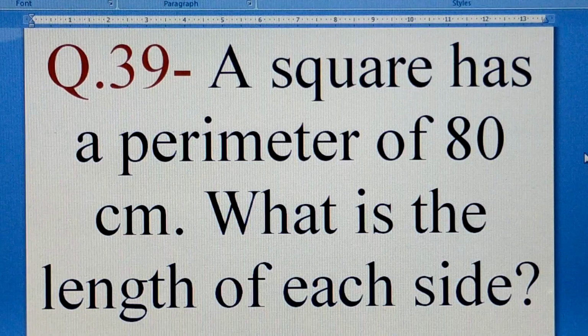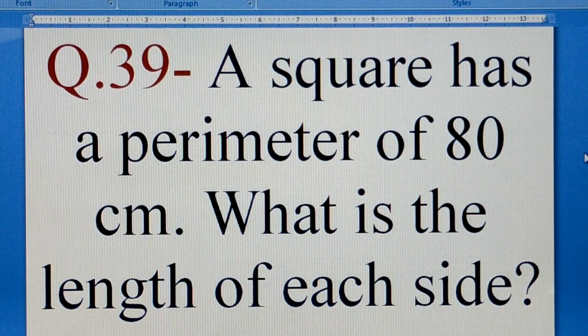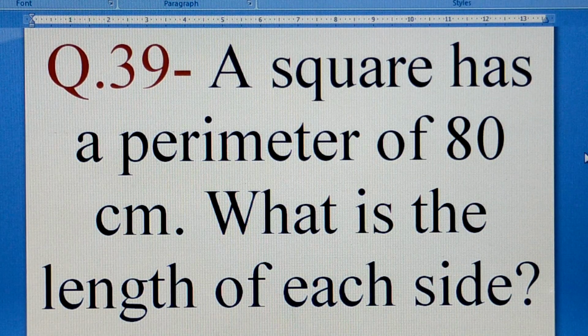Now a square has a perimeter of 80 centimeter. What is the length of each side? A square has 4 sides, and you know all the 4 sides are equal. The perimeter is the sum of the length of all the arms. Perimeter of a square, or perimeter of any figure, is the sum of the length of all the arms. That is called perimeter. And you know a square has 4 arms and all the 4 arms are equal. Then you have to find out the length of one arm, one side.